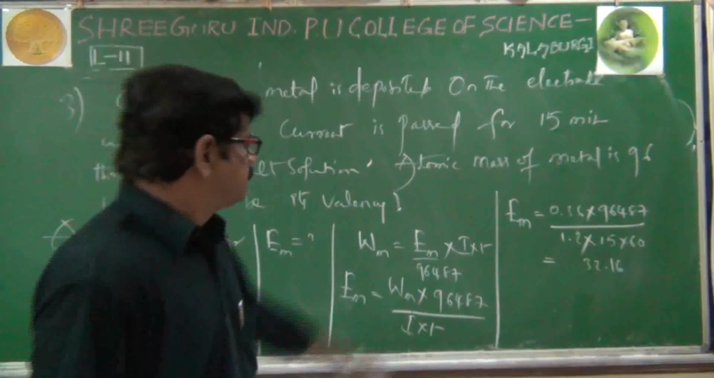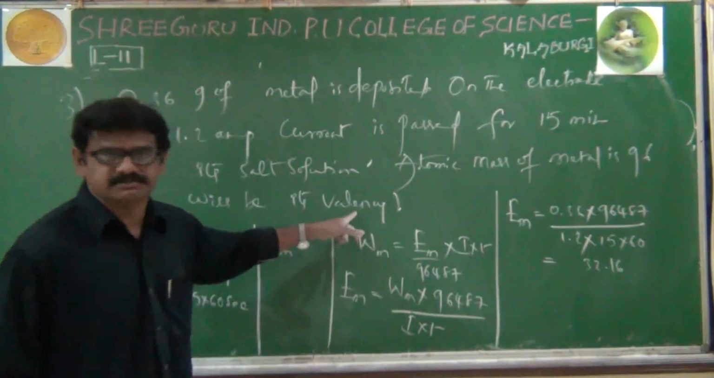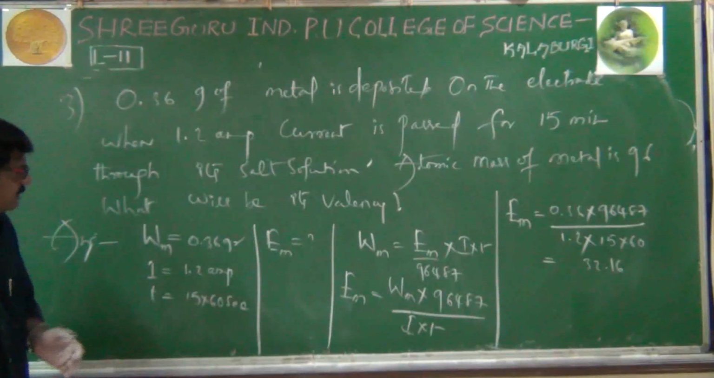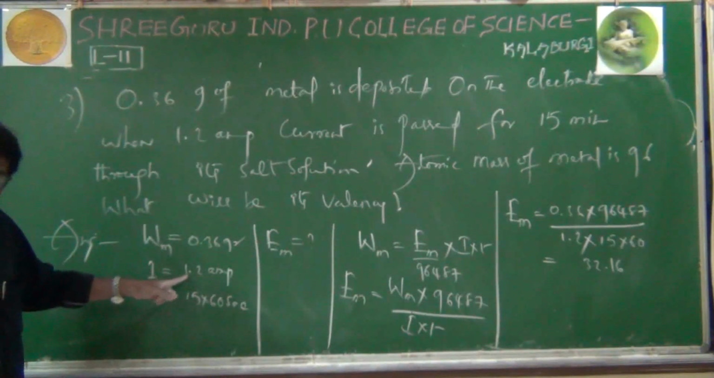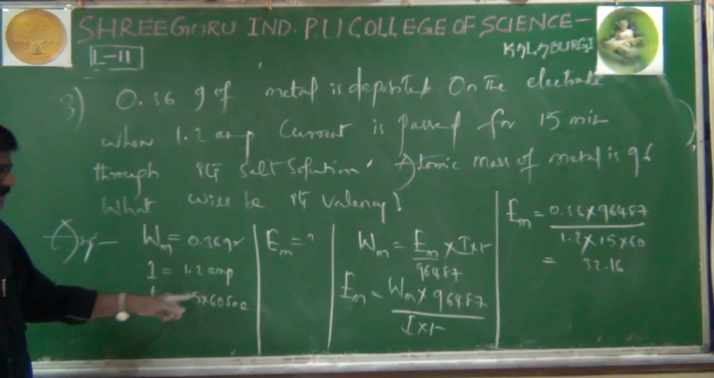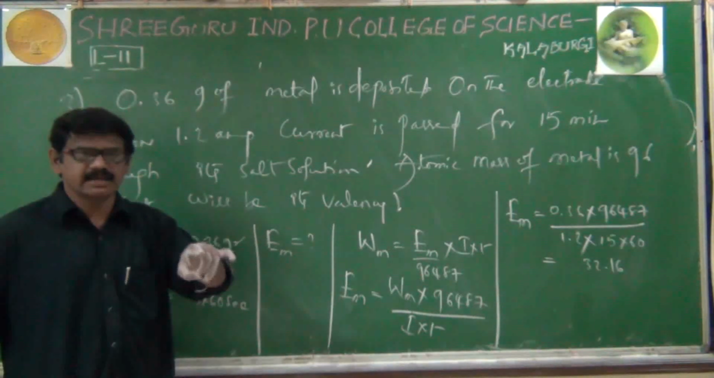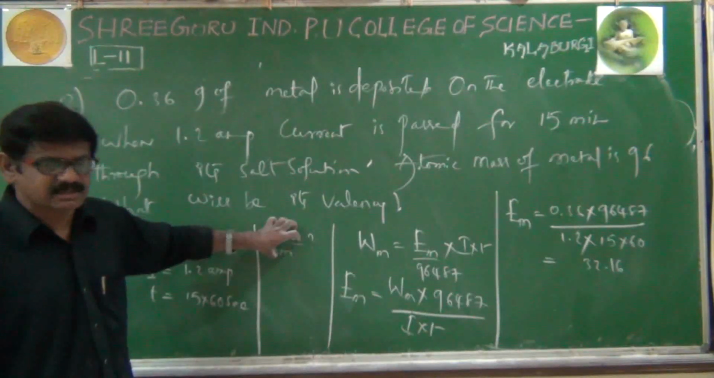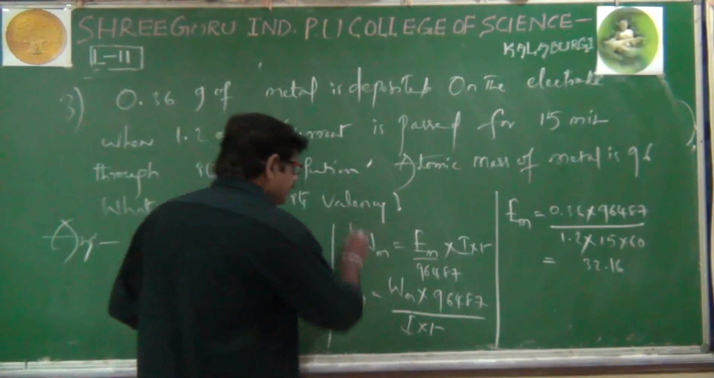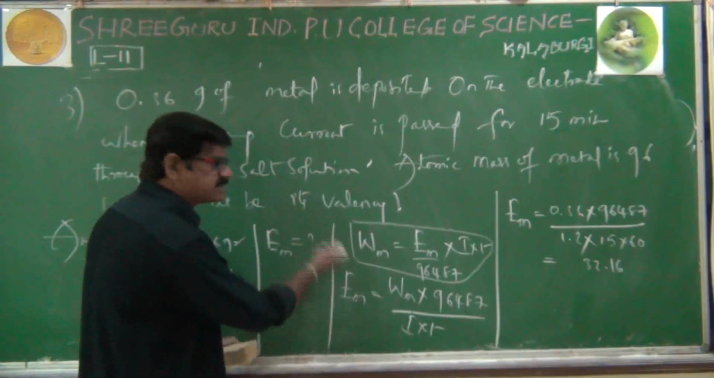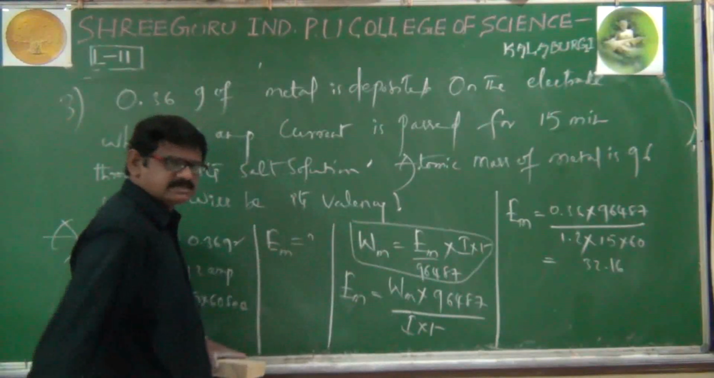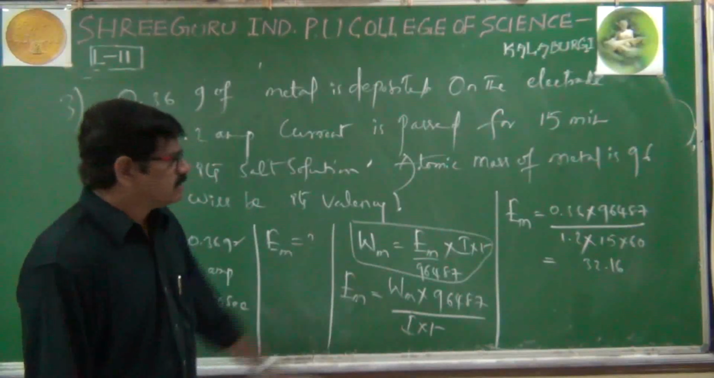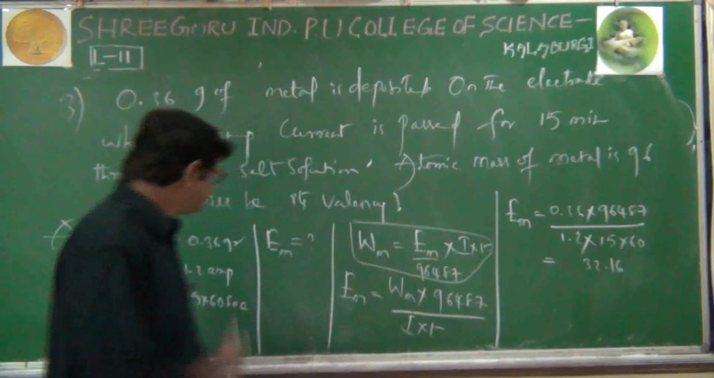But we don't want the equivalent mass; our target is valency. Let's see once again. Mass of metal is given, current is given, and time is also given, and valency is asked. But it is not possible to calculate valency directly. First we find the equivalent mass. Therefore, our main formula we have changed like this, with equivalent mass shifted to the LHS, and we have calculated the equivalent mass, 32.16. From that value, we will get valency.